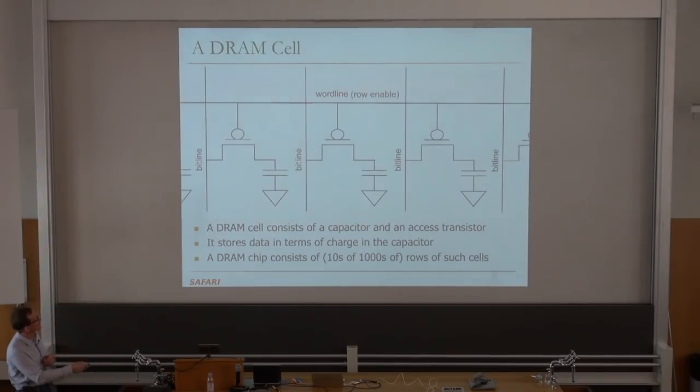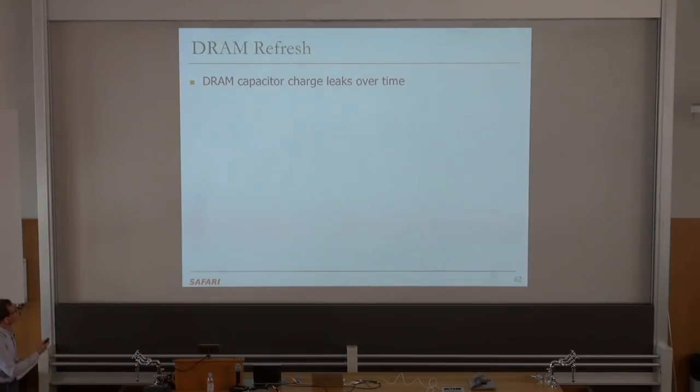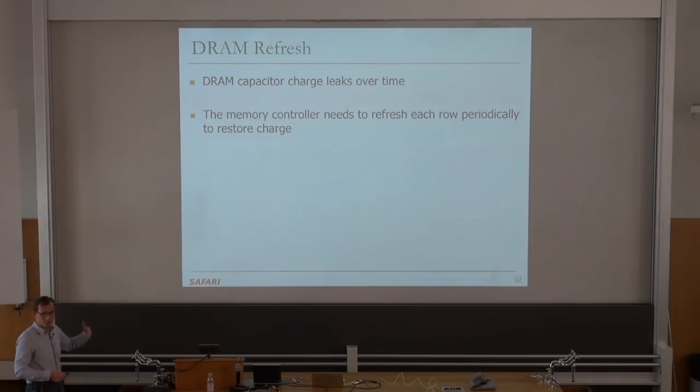And you need to refresh all of the cells, actually, because there are many, many cells over here. A DRAM chip consists of tens of thousands of rows of such cells. This is one example of a row over here. It's controlled by the same word line. When you activate it, you open all of them at the same time. But they may leak charge if you're not touching them, and they actually do. Okay. So basically, the DRAM capacitor charge leaks over time. That's why it's volatile. And memory controller needs to keep the data intact over there, the memory controller needs to refresh each row periodically to restore the charge. This is called a refresh.